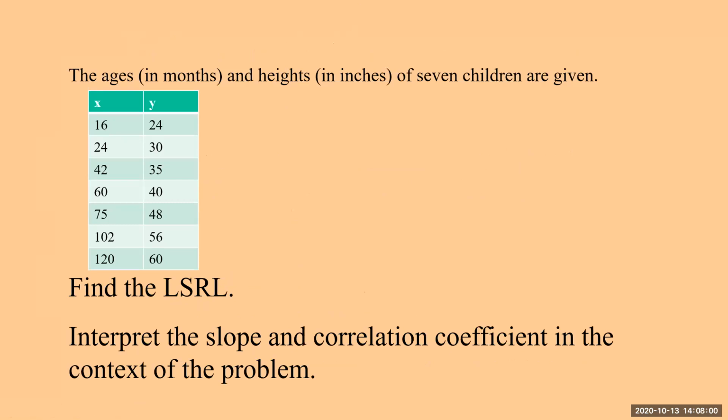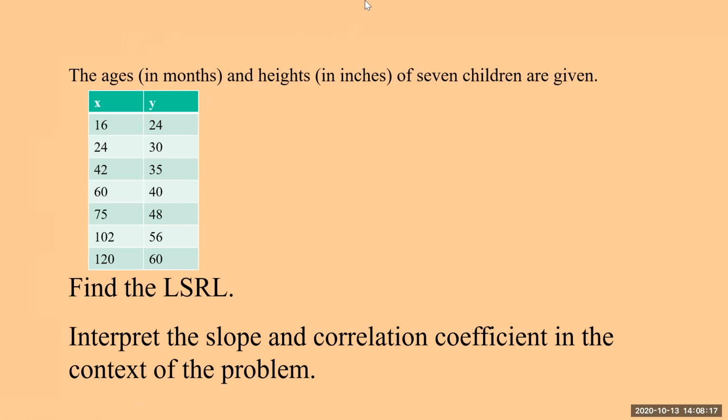So let's look at an example. How do we put this into practice? Here we have the ages in months and the height in inches of 7 children. Let's find the least squares regression line. So we're going to let the calculator do the work for us.